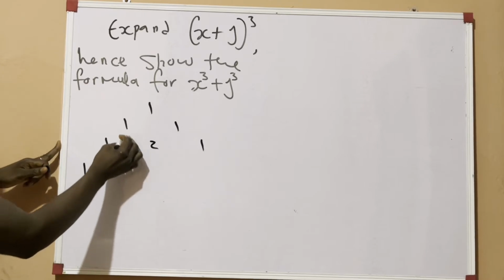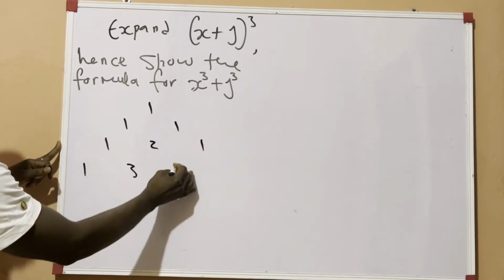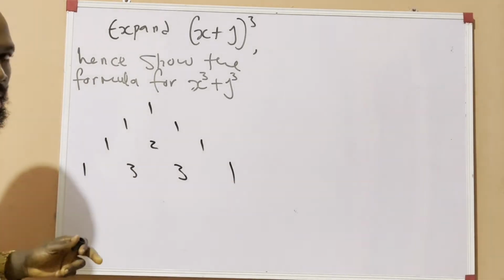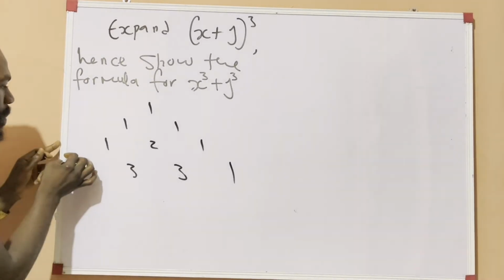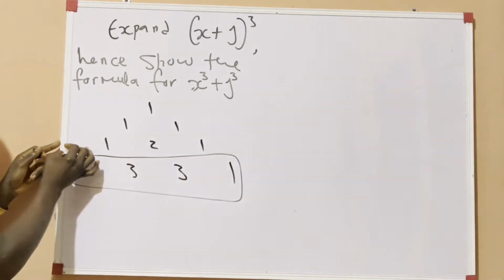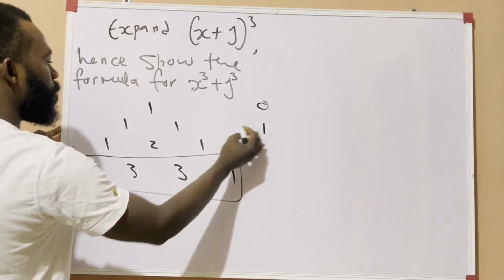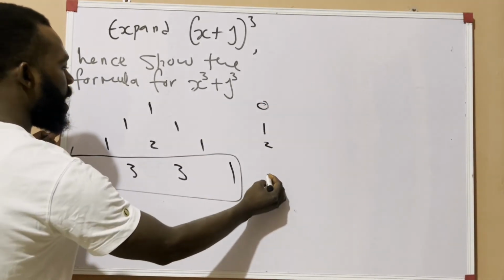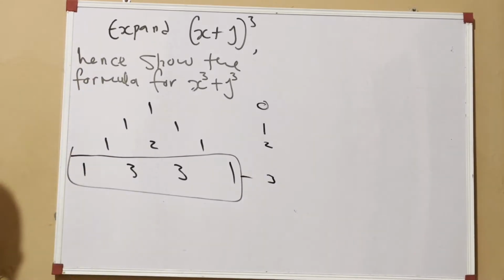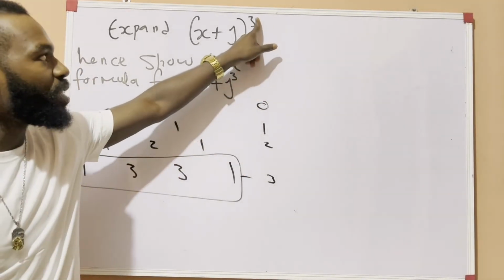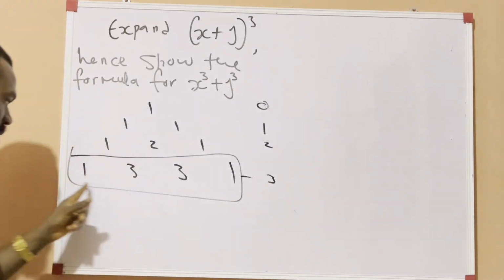1 plus 2 gives me 3. 2 plus 1 gives me 3. And what do I have? 1. So here, we are going to be making use of the fourth row. Because why? The first is 0, the second is 1, the third is 2, and the fourth is what? Third. So, because the power we are using is 3, we are going to be using the third row.